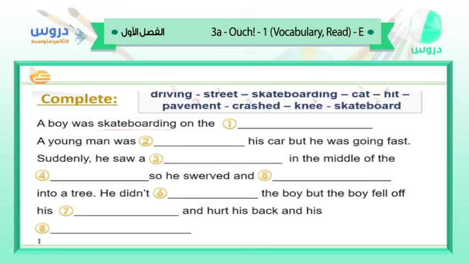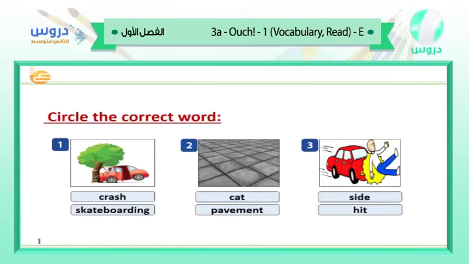Okay, this is our story. Okay, everybody. Circle the correct word. What is this picture? Is it a crash or a skateboarding? Of course, it's a crash. Number two, cat or pavement? It's not a cat, it's a pavement, okay? Side or head? Number three, of course, it's a head, okay?